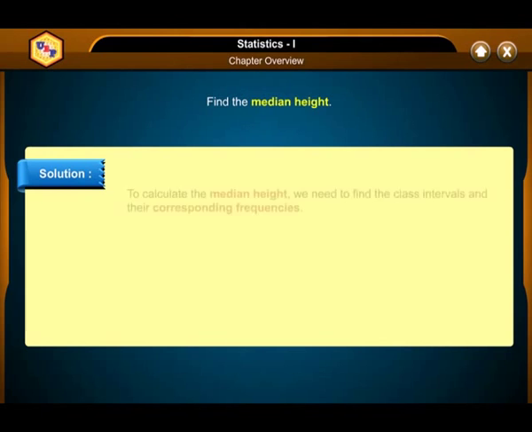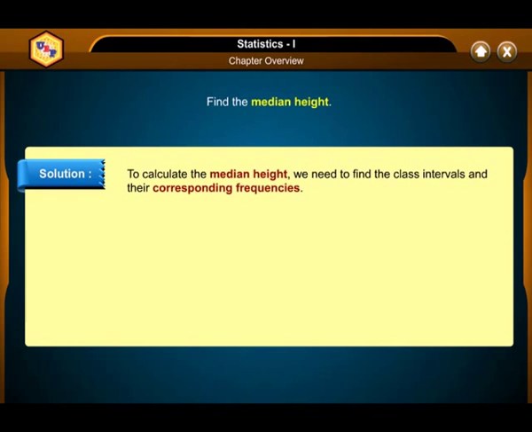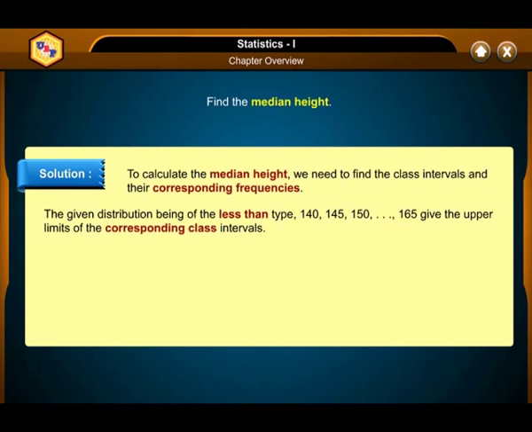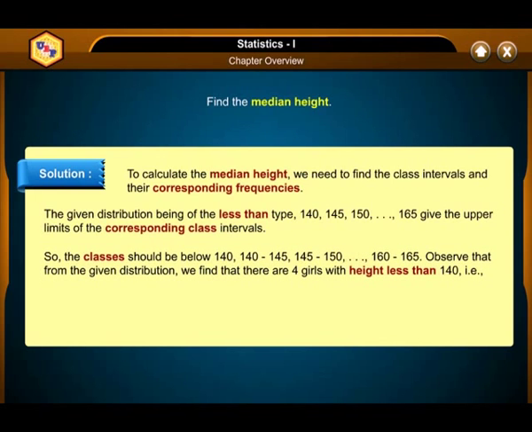Solution. To calculate the median height, we need to find the class intervals and their corresponding frequencies. The given distribution being of the less than type, 140, 145, 150 up to 165 give the upper limits of the corresponding class intervals. So, the classes should be below 140, 140 to 145, 145 to 150, up to 160 to 165. Observe that from the given distribution, we find that there are 4 girls with height less than 140. That is, the frequency of the class interval below 140 is 4.